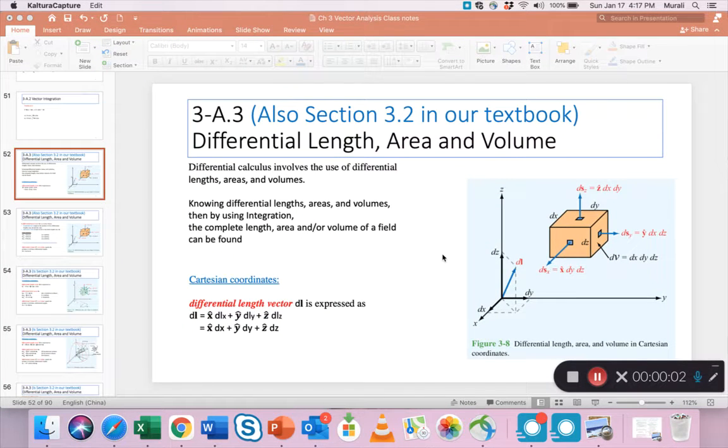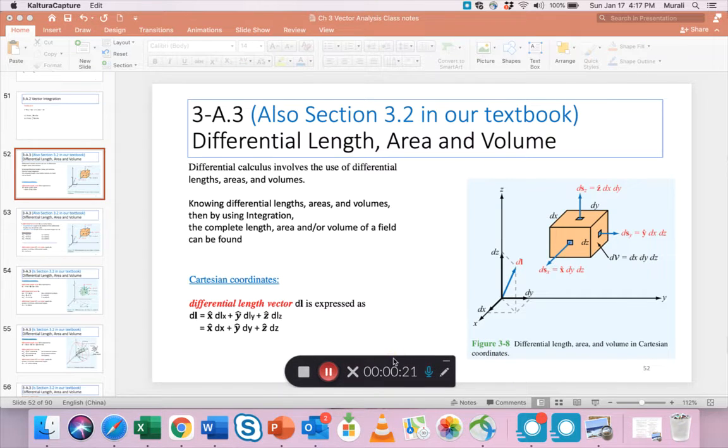Hello class, let's continue on with chapter 3, the second part of chapter 3, and problems related to all the theory that I covered in my last recording. So we start off with this section called differential length, area and volume.